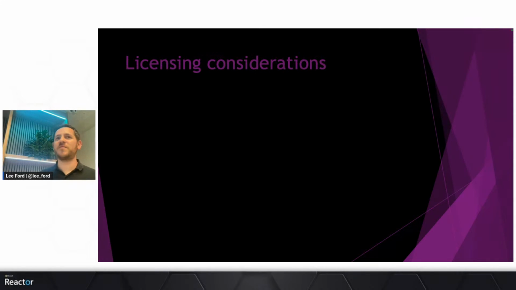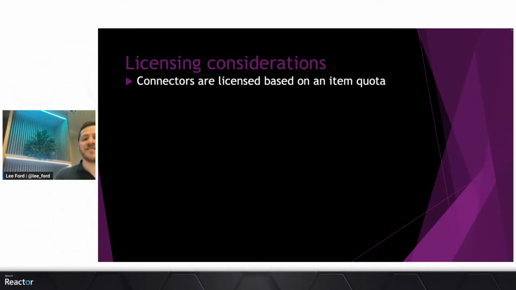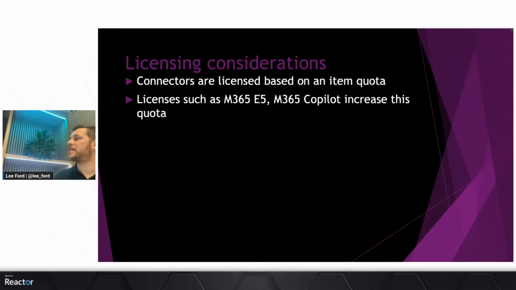So it wouldn't be a Microsoft presentation without licensing considerations. Connectors are licensed based on the amount of items that you want to ingest. Connectors themselves are not license based, but the items that you store inside of them are. Things like M365 E5, I think also Office 365 E5, and M365 Copilot, they increase the amount of items that you can ingest. I think a few slides ago it was up to 5 million items per connector. So obviously, if you've got a lot of licenses, you might hit 5 million, probably not.